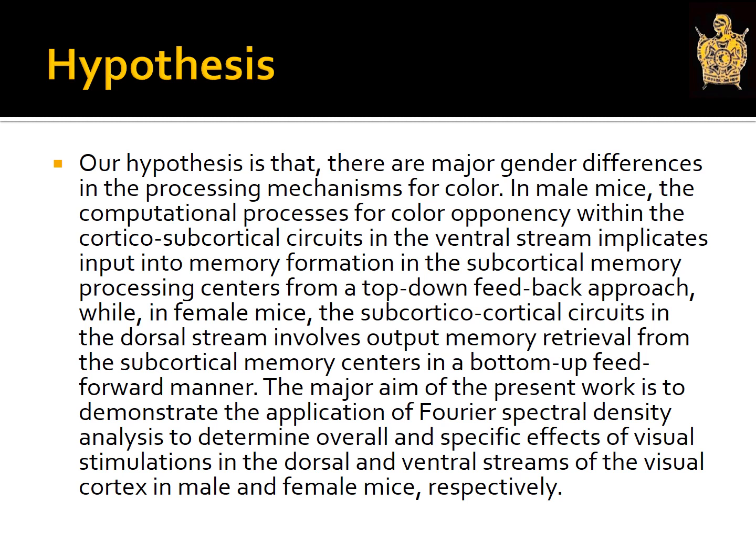We then postulated that there was a major gender differential in color processing, and that the changes in male mice would occur in the cortico-subcortical ventral stream, while changes in female mice would occur in the subcortico-cortical dorsal stream, and that we could apply Fourier analysis to differentiate the changes in the subcortical area from those in the cortical region.